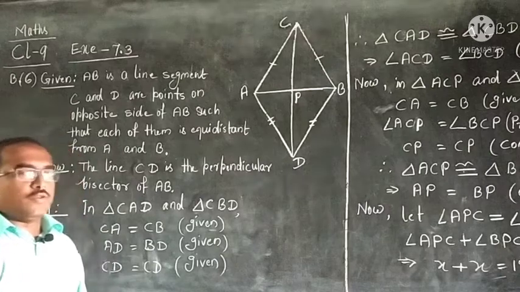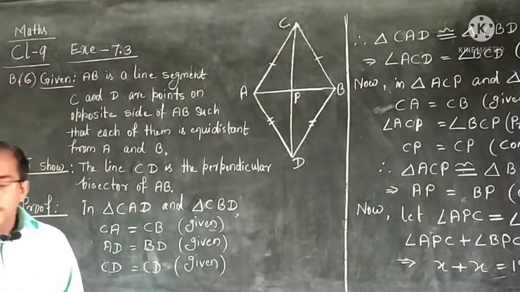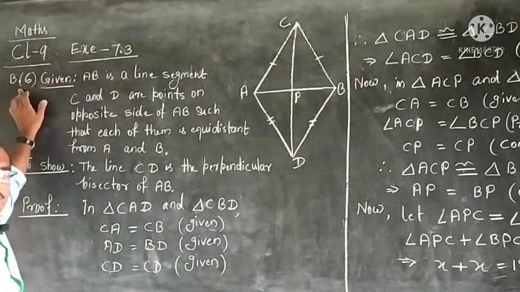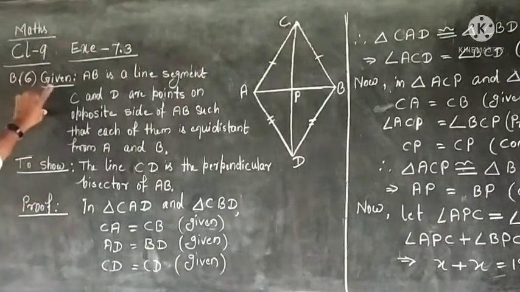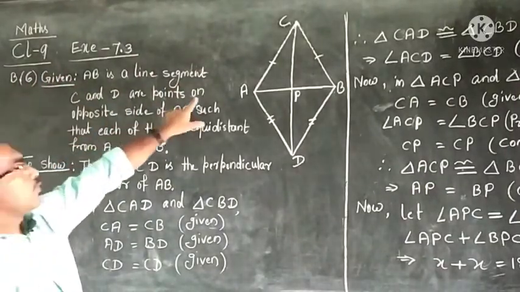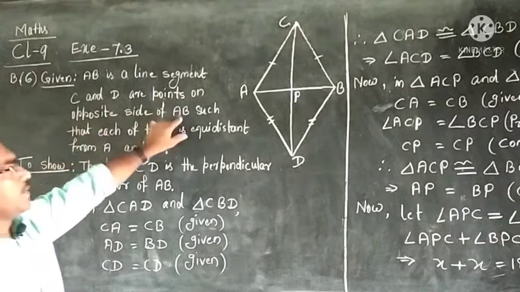Hello children, in this video we are going to learn exercise 7.3 question number 6. This is the last question of this exercise. The question is here: AB is a line segment, C and D are points on opposite sides of AB.